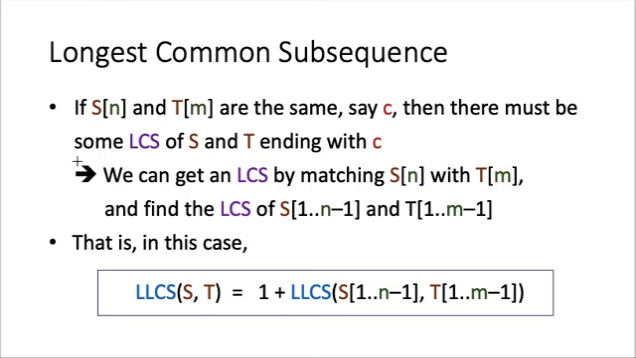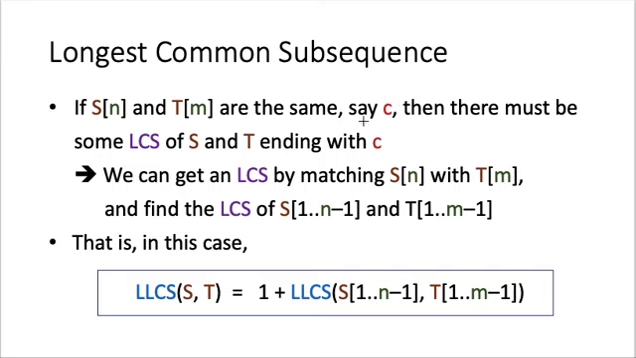It means that it ends somewhere before S of N, right? Because it is not ending at C. And also it ends somewhere before T of M. But then, this cannot be a longest common subsequence because we can always include one last character, the character C, to make it longer. So we have the claim. So it must end at the character C.